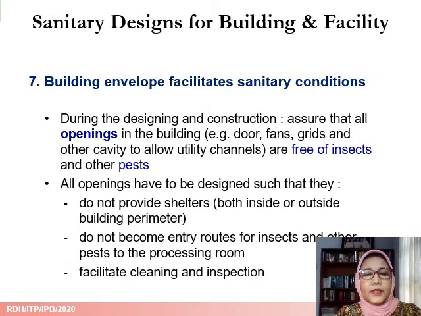The seventh principle requires that the building envelope facilitates sanitary condition. During the designing and construction, one has to assure that all openings in the building are free of insects and other pests. All openings have to be designed such that they do not provide shelters, they do not become entry routes for insects and other pests, and they facilitate cleaning as well as inspection.